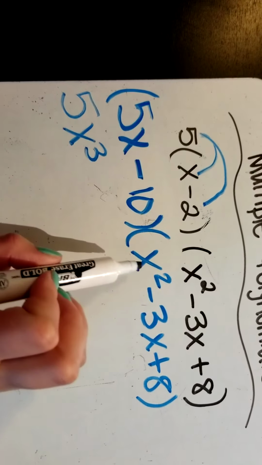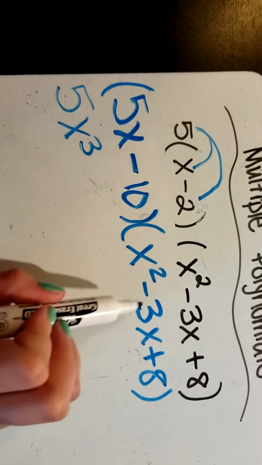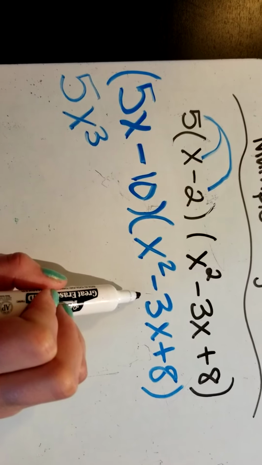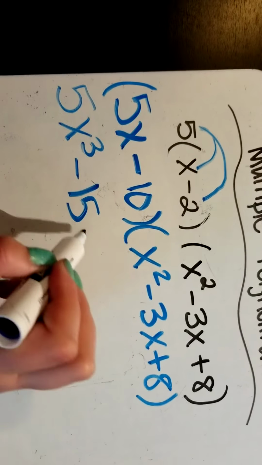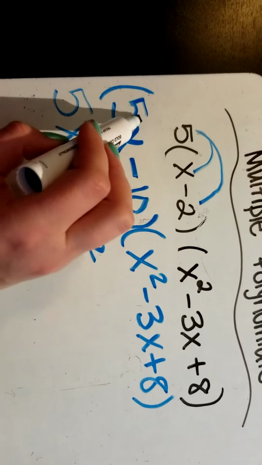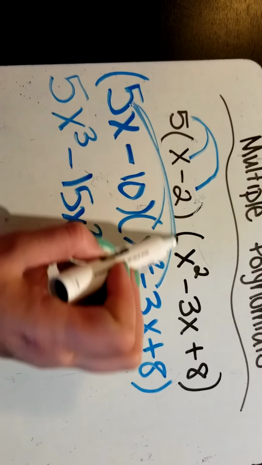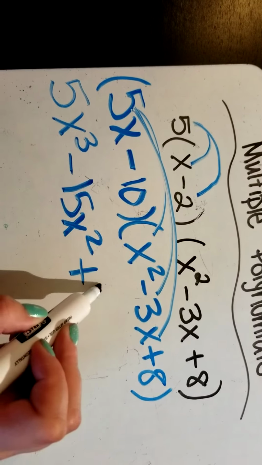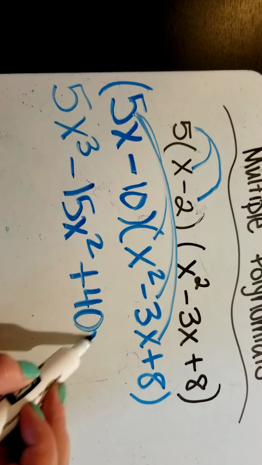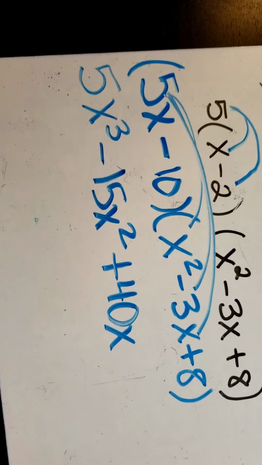Okay, so 5x times x squared is 5x cubed. Okay, 5x times -3x gives me a -15x squared. So we did this one, and we did this one. And now we're going to do 5x times 8. So that gives me a positive 40x. And so you'll see we multiplied the 5x by all 3 terms.